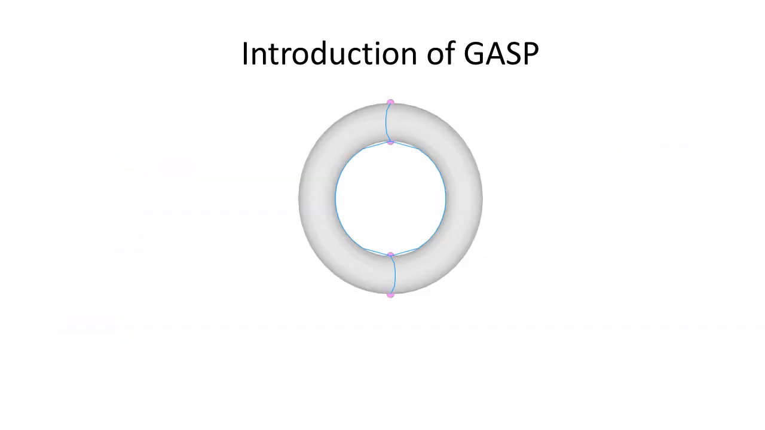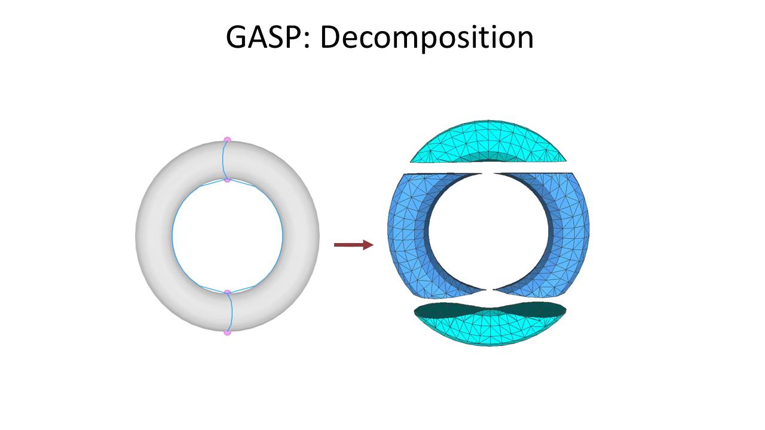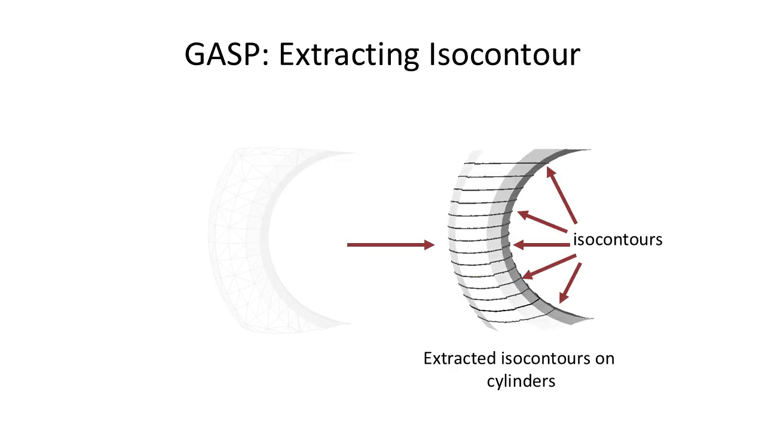Now, we will describe the GASP algorithm using a torus example. GASP starts by decomposing the model into topological cylinders, one per Reeb graph arc. The torus is divided into 4 topological cylinders because of its 4 Reeb graph arcs. After decomposing the model into topological cylinders, GASP then extracts isocontours on each cylinder.